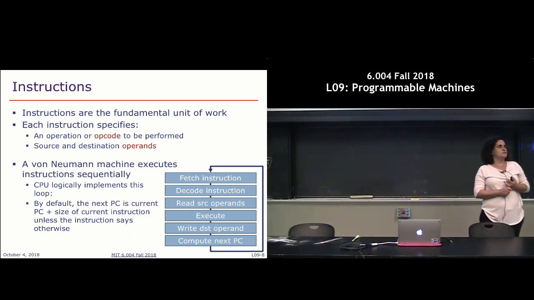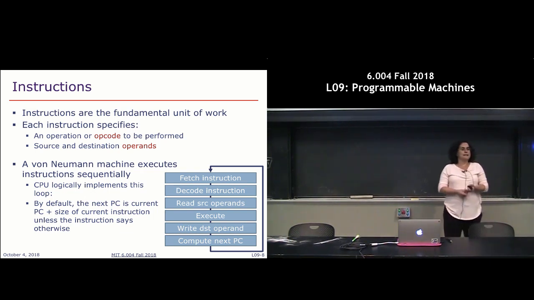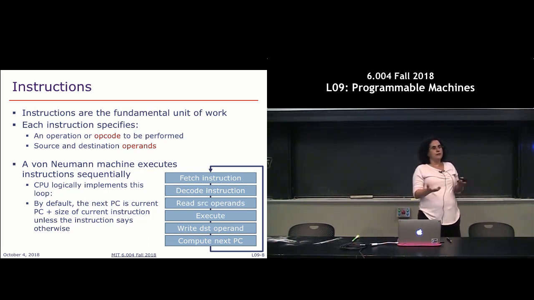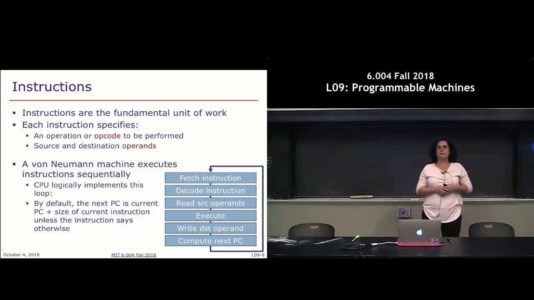So the first thing it's going to do is fetch the instruction based on the address that's stored in your program counter. Once it gets the result back from memory, it's going to decode it in order to figure out which source and destination operands you're supposed to use, as well as what operation it's supposed to perform. Next, it's going to read the source operands. It's then going to execute the instruction. It's going to write to the destination operand. And finally, it's going to compute the next PC.